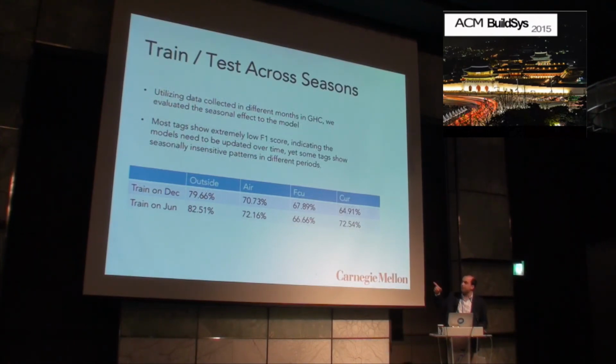So for example, outside, which is just a tag, it could be outside temperature, it could be outside position, showed 80% F1 score if you train it on December and test it in June, or if you train it on June and test it in December, about 80%. That's a good F1 score for outside. And similar results for other types of tags. A lot more investigation needs to be done for making any conclusive arguments about this, though.